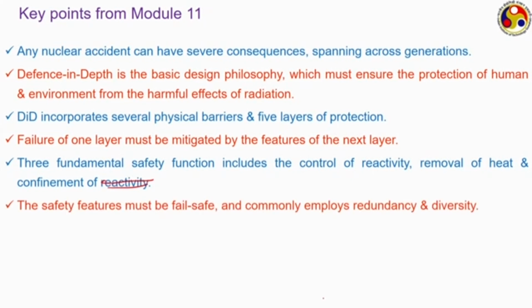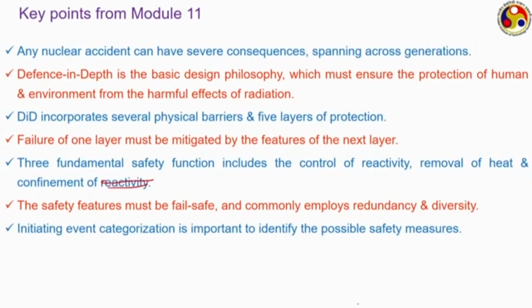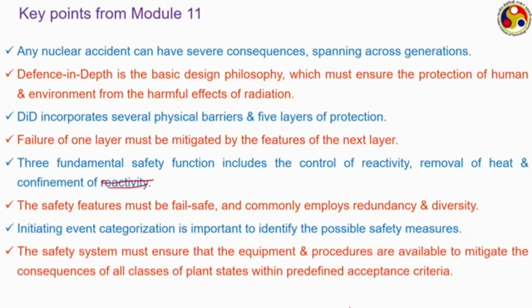Safety features must be fail safe and commonly employ redundancy and diversity in order to increase the stability of the safety system. Passive safety features should also come under this category. Initiating event characterization is important to identify the possible safety measures, and finally, the safety system must ensure that the equipment and procedures are available to mitigate the consequences of all classes of plant states within predefined acceptance criteria. So, this takes us to the end of module number 11.